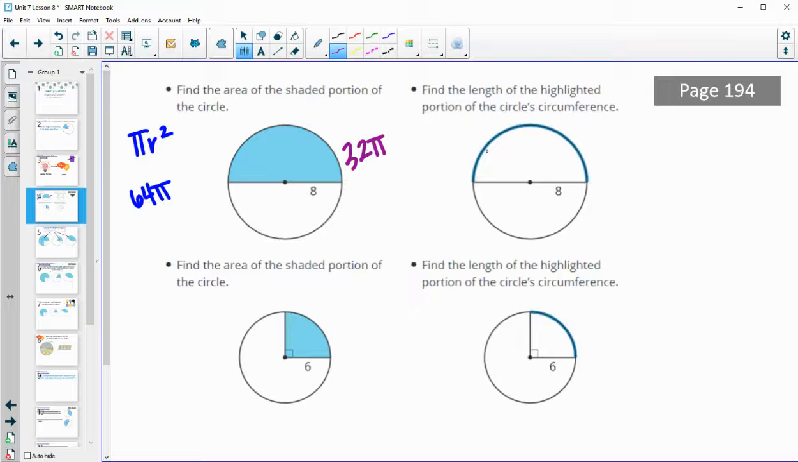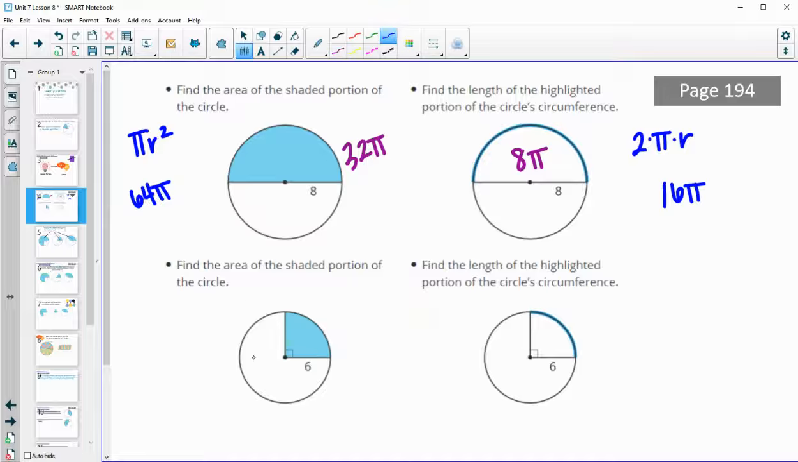A similar idea here, but now we're doing arc length. So we're going to be wanting a part of the circumference. Remember that circumference is 2 times pi times the radius. So we're going to be doing 2 times the radius. In this case, the radius is 8. So 2 times 8 is 16 pi for the whole circumference, or the whole length around this. And we only want half of it. So half of 16 pi would be 8 pi.